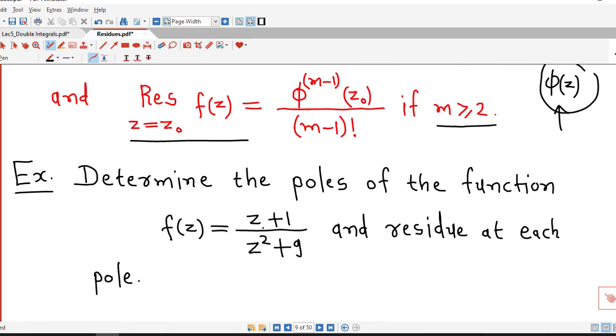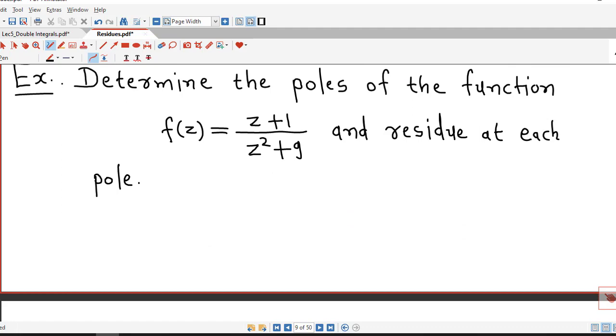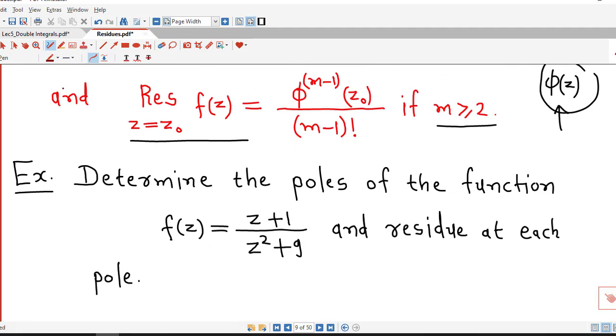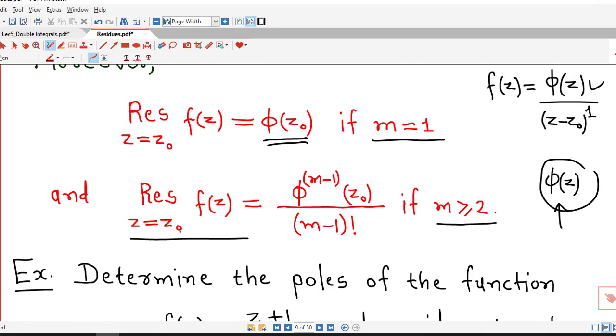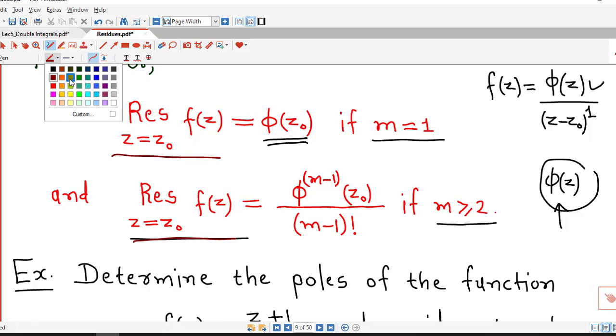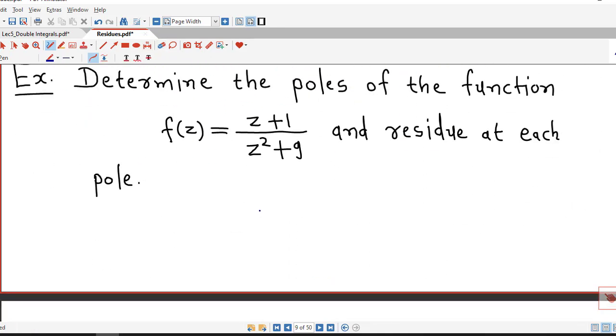So we consider one example to understand these formulas for residues, but these are very useful formulas. Here we are able to decide the residue of a function f of z at a given point without using its Laurent series, so that will save our work. Here we are asked to determine the poles of the function f of z equal to z plus 1 over z square plus 9 and the residue at each pole.